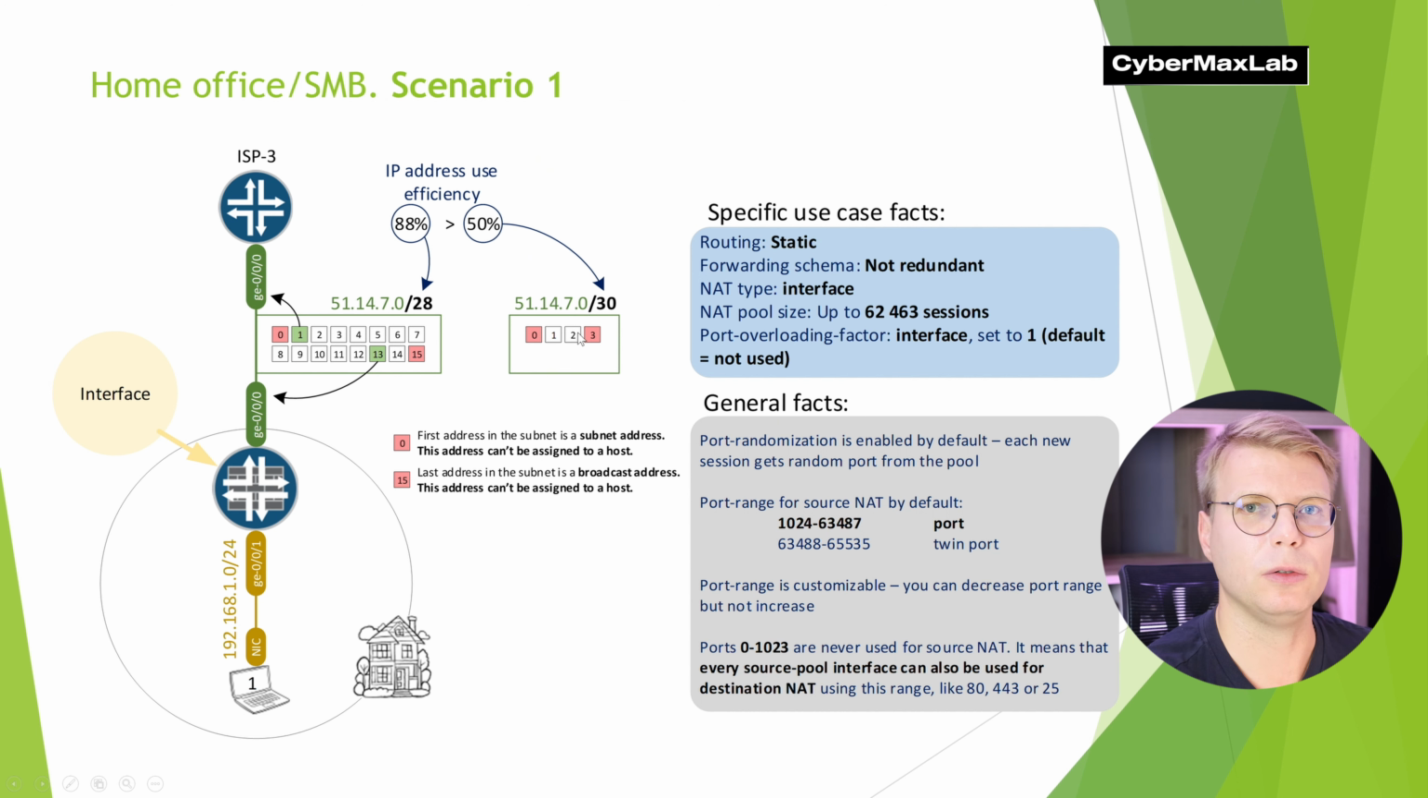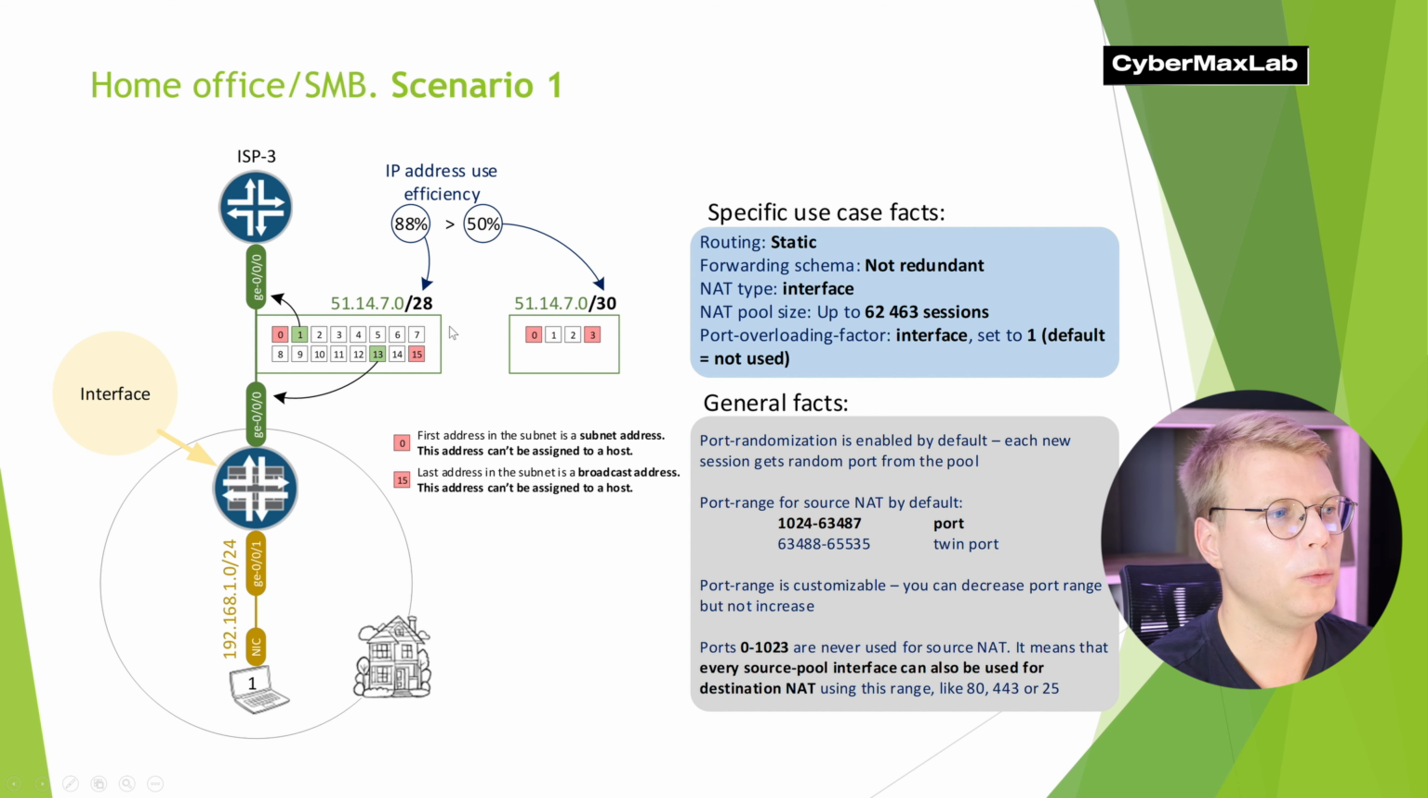Because only 50% of the IP space is capable of being assigned to the network devices, while in the /28, the efficiency is 88%. So the bigger the subnet, the more efficiency. That's why we tend to see larger subnets when you communicate to the ISP.